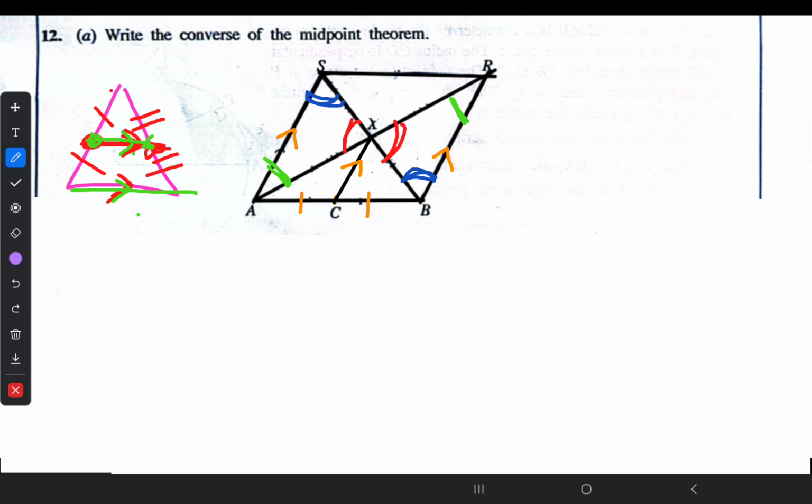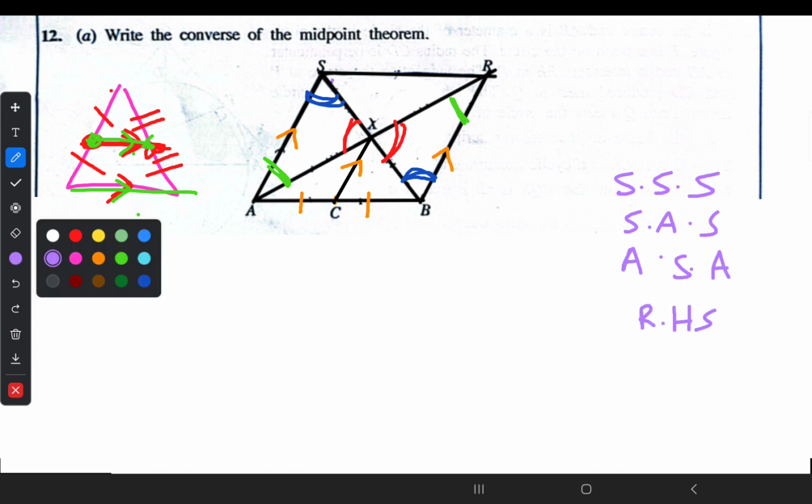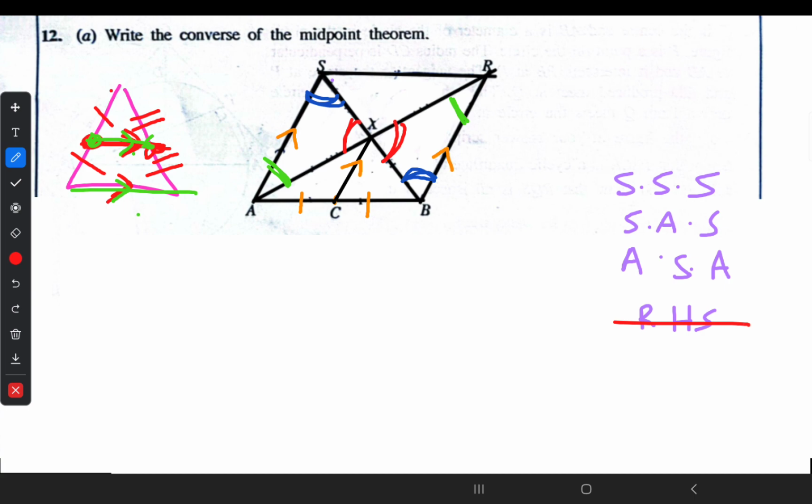What are the conditions we need to satisfy to show two triangles are congruent with each other? One is SSS, another one is SAS, ASA, another one is RHS. Here we can remove this one because there is no right angle in this diagram.